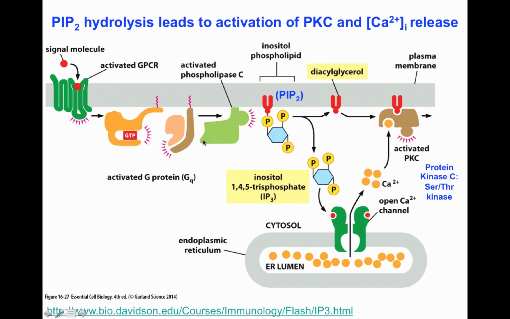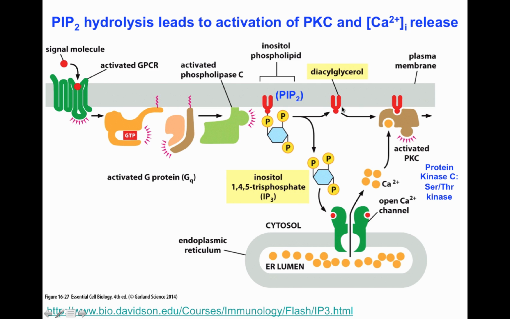The activated phospholipase C is now able to move along the membrane until it finds its substrate, the PIP2 molecule. By hydrolysis of the PIP2 molecule into diacylglycerol and inositol 1,4,5-trisphosphate, IP3, now you have two different secondary messengers. Diacylglycerol, being a lipid, is going to stay bound to the membrane. IP3, being soluble, will be able to travel across the cytoplasm. So let's take a look first at what happens to diacylglycerol.